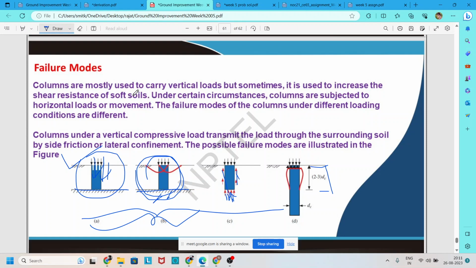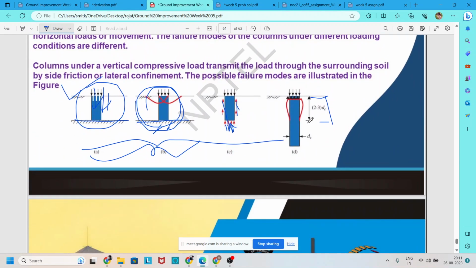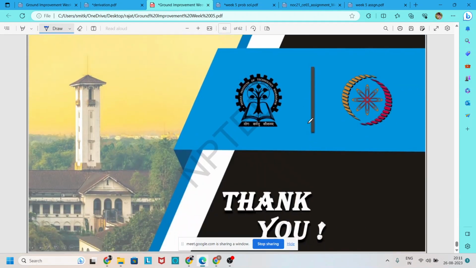So now I stop my session here. Time is already exceeded. It is already 8:11. Here we discussed vibro compaction and also dynamic compaction. And like that, we completed our session.